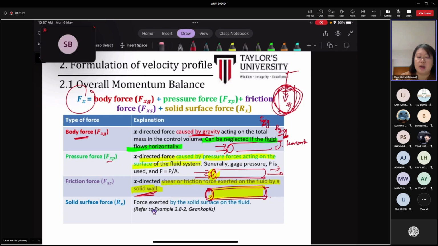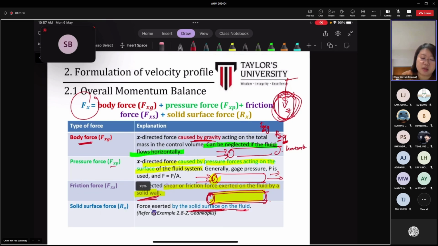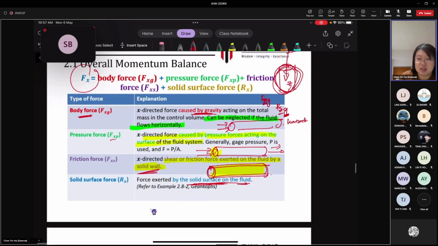Okay, and the last one, the solid surface force, is the force exerted by the solid surface, the pipe wall, on the fluid. Okay, so these are the four types of forces that will act on the system.